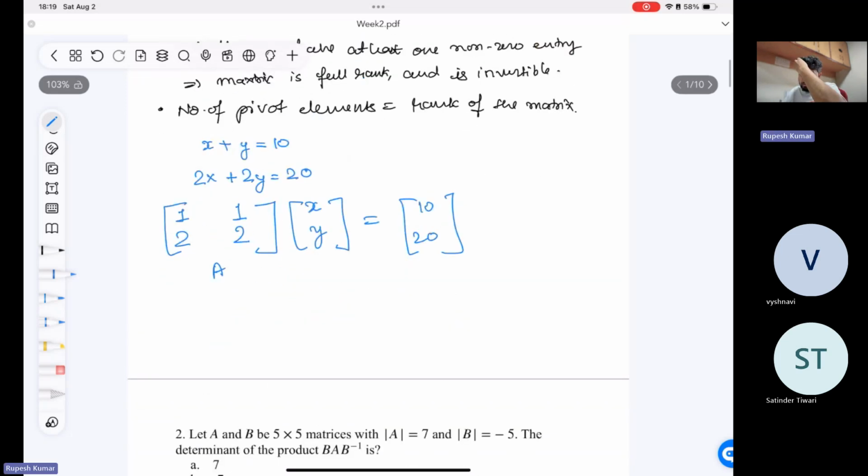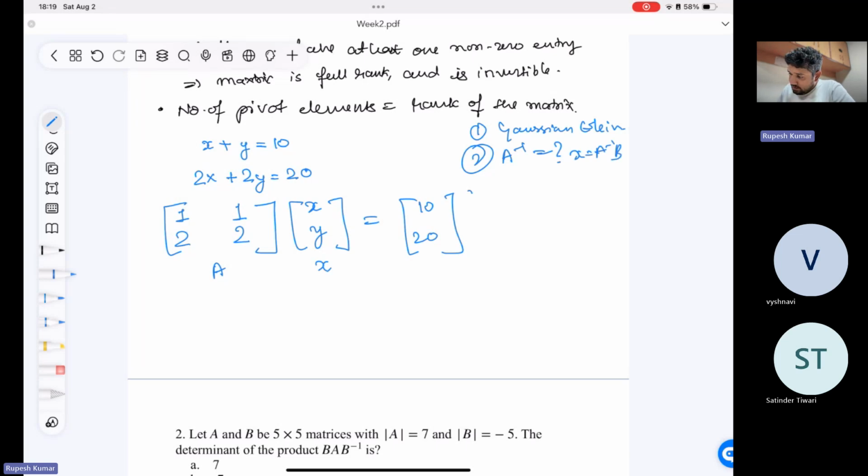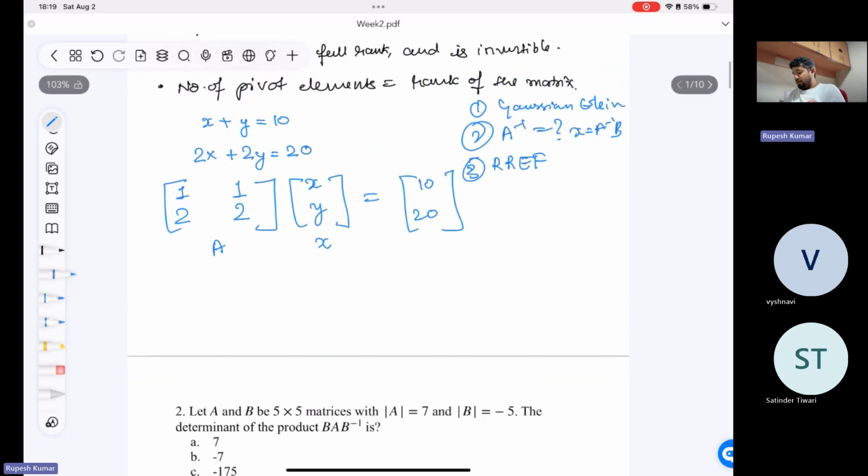Now we all know how to solve this system of equations. You can either use Gaussian elimination, right? Or we can always do matrix inversion. If you are able to find matrix A inverse, then X equals A inverse B, right? Or what you can do, you can form reduced row echelon form, which is essentially equivalent to doing Gaussian elimination, right? So let's try to figure this out. So let's use reduced row echelon form for this matrix.